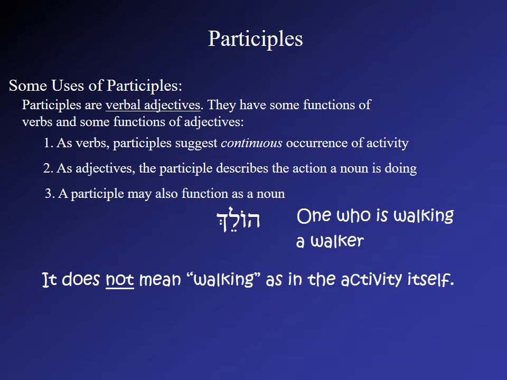Now it's important to realize that holech does not mean walking as in an activity itself. So I enjoy walking. This would not be the way that one uses the participle. That will be another construction that we'll talk about, the infinitive construct. So holech is a walker. My wife is a walker. But I would not use it to describe the activity. So not I enjoy walking.